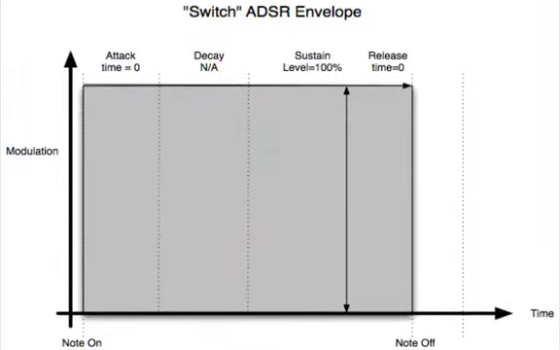The first envelope that we're going to look at is the switch envelope, which is also very much like a Hammond organ, and it starts and stops when the key goes on and off, and it sustains for as long as the key is held down. The attack and decay times are 0, the sustain level is 100%, and the release time is 0. Now we're going to set this up in the synthesizer patch and have a listen.